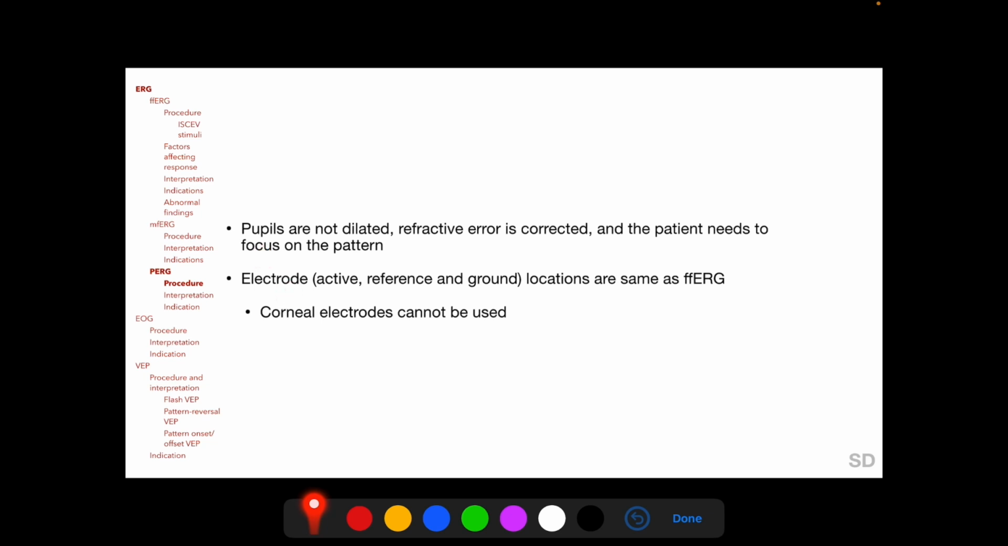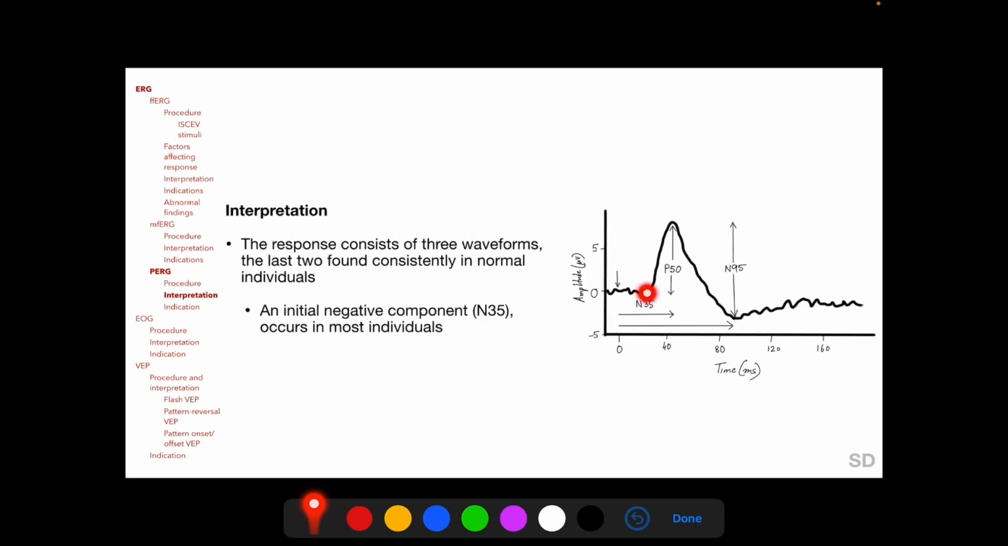Electrode placement is the same as in full-field electroretinography, but corneal electrodes cannot be used as the patient needs to focus on the pattern. The PERG response consists of 3 deflections, the last 2 of which are consistent. The initial negative wave called N35 occurs in most individuals, 35 representing the average implicit time of this wave in normal individuals. So we note that the amplitude of the PERG response is much smaller than the full-field ERG response, and this is why more than 100 reversals are required for signal averaging.